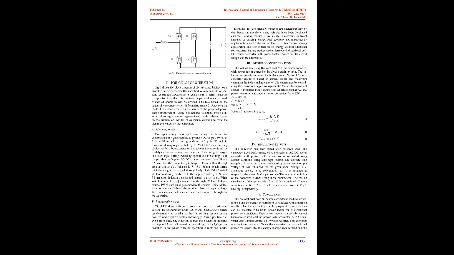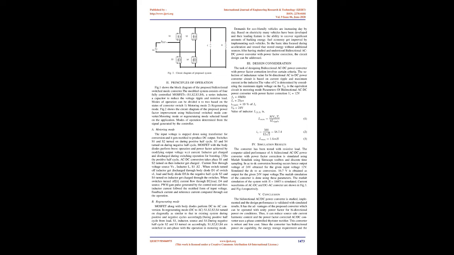The equivalent circuit in motoring mode, with parameters of the bidirectional AC-DC power converter with power factor correction. The input voltage is stepped down using a transformer for conversion and rectified to produce DC output. Switches S1 and S2 are turned on during the positive half cycle, and S3 and S4 during the negative half cycle. MOSFETs with body diodes perform boost operation, and power factor is achieved by modifying output voltage with respect to current. The inductor is charged and discharged during switching operation for boosting.